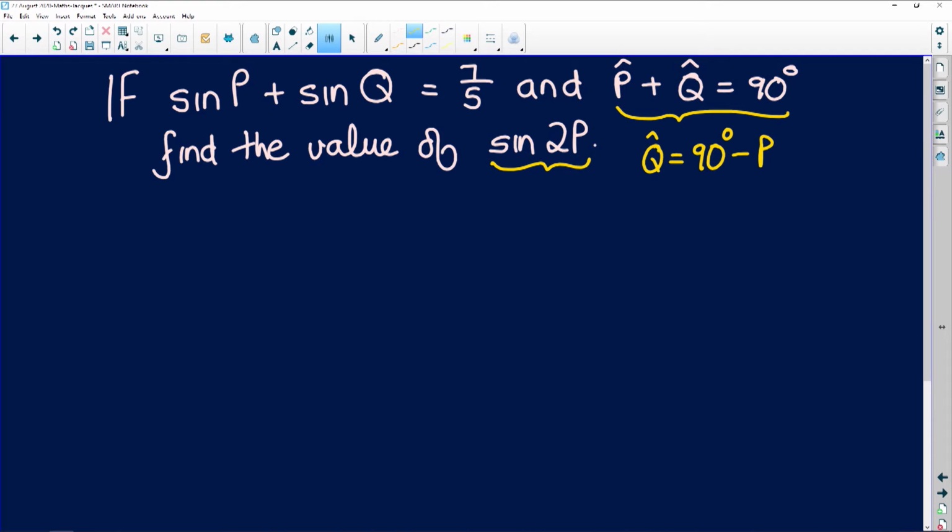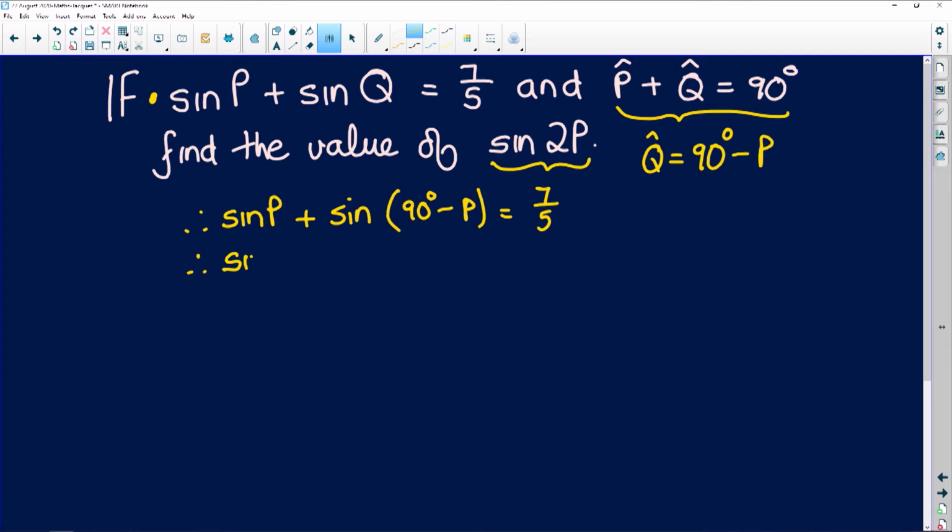Now if we take that deduction that we made here and put it into this expression they gave us, then we get the sine of p plus the sine of q, where q in this case is 90 degrees minus p, is equal to 7/5. And it seems that we're not going to get rid of the cosine that quickly. So let's see what happens here.